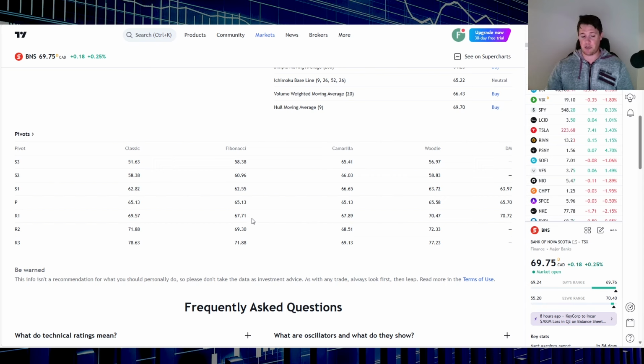$69.30 will be a strong support that you want to watch for. $71.88 will be the next strong resistance slash target.